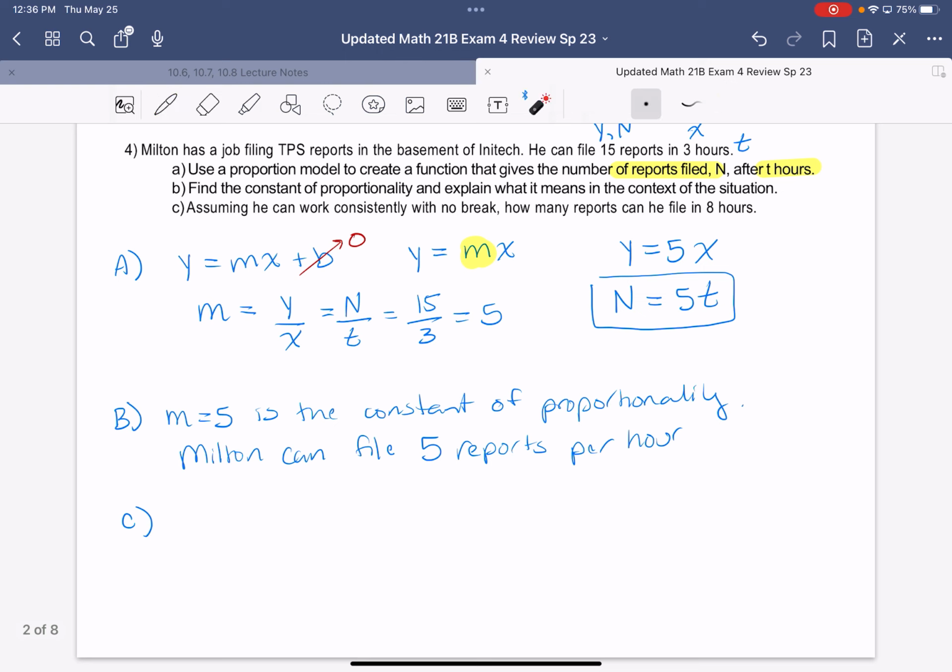Part C. Assuming he can work consistently with no break, how many reports can he file in 8 hours? Well, we have an equation now to determine that. We are going to use our equation, n equals 5t. And where do I plug in the 8? Do I plug it in for n, or do I plug it in for t? For t, because it's 8 hours, and I want to know how many reports he can file. So that's n equals 5 times 8, plugging in 8 for t, which gives us 40. So he can file 40 reports in 8 hours.